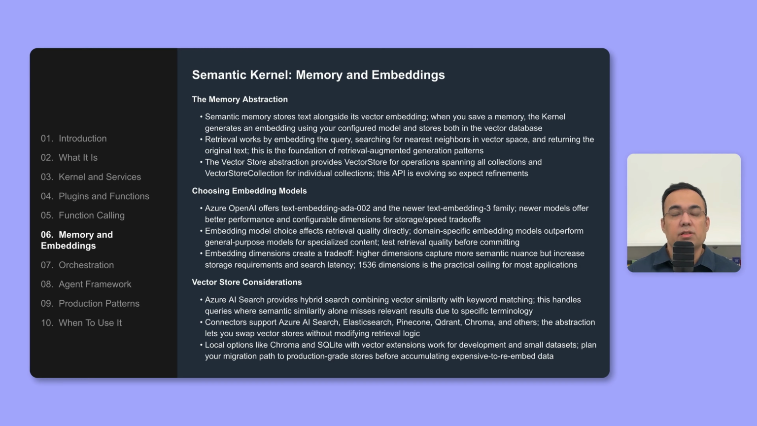Embedding model choice affects the retrieval quality directly, so domain-specific embedding models typically outperform general-purpose models for specialized content. If you're building a legal document search system, an embedding model fine-tuned on legal text should outperform a general model. Test retrieval quality before committing to a model because switching later can mean re-embedding your entire corpus.